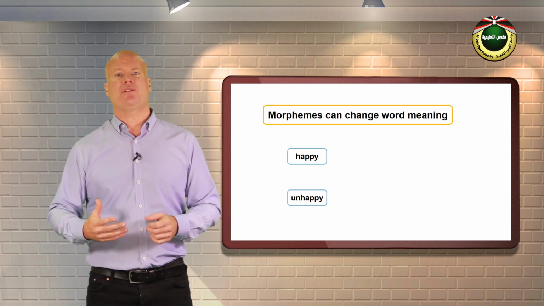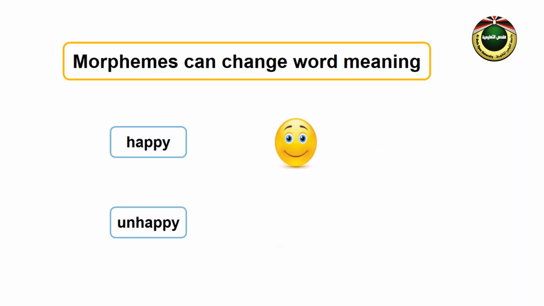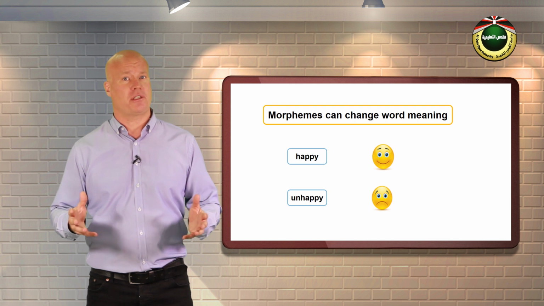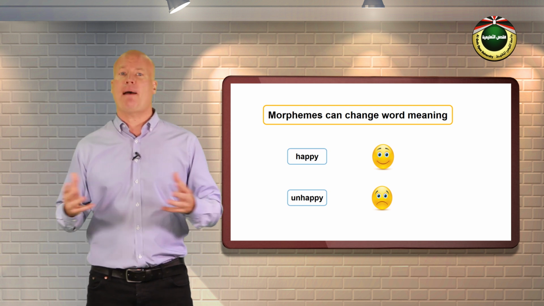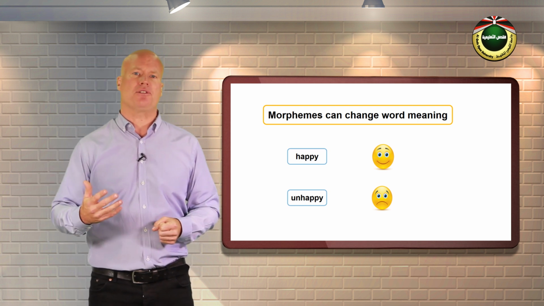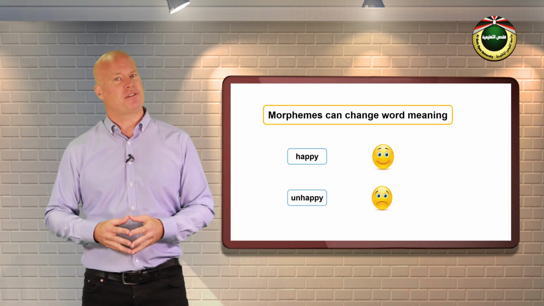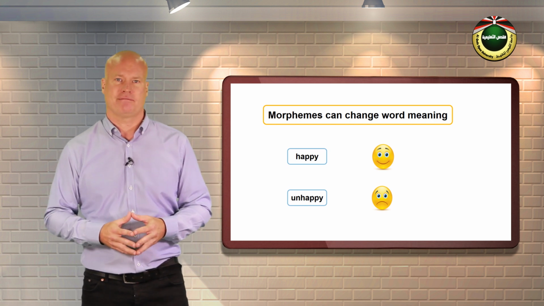Morphemes can also change word meaning. Adding the morpheme un to the word happy does not change the grammatical word class, but it changes the meaning of the word. The word happy has the same part of speech as the word unhappy, as the two words are adjectives.